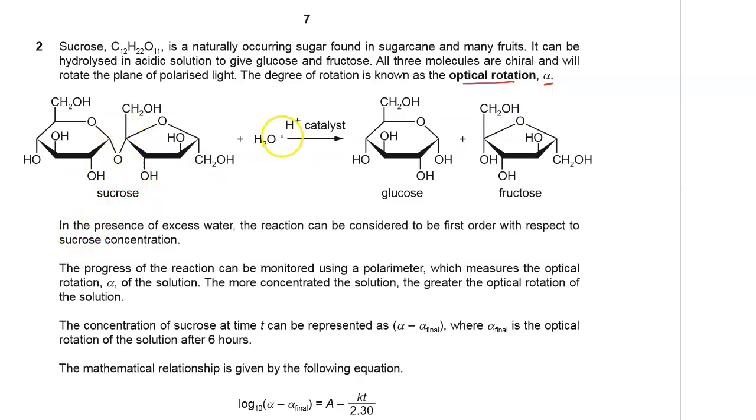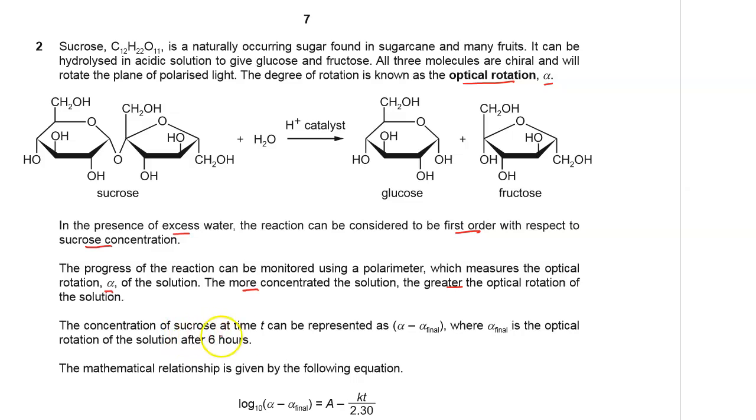We have sucrose here. It has undergone hydrolysis in the presence of an acid to get glucose and fructose. In the presence of excess water, the reaction can be considered to be first order with respect to sucrose concentration, first order in excess water. The progress of reaction can be monitored using a polarimeter, which measures the optical rotation alpha of the solution. The more concentrated the solution, the greater the optical rotation.